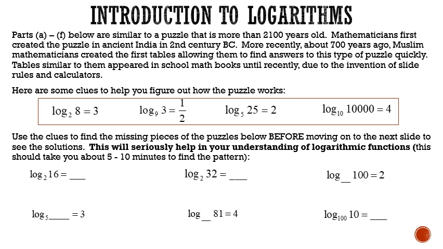Let's start with an introduction to logarithms before we actually define them mathematically. Parts A through F below are similar to a puzzle that is more than 2,100 years old. Mathematicians first created the puzzle in ancient India in the 2nd century BC. More recently, about 700 years ago, Muslim mathematicians created the first tables, allowing them to find answers to this type of puzzle quickly. Tables similar to them appeared in school math books until recently, due to the invention of slide rules and calculators. Here are some clues to help you figure out how the puzzle works.